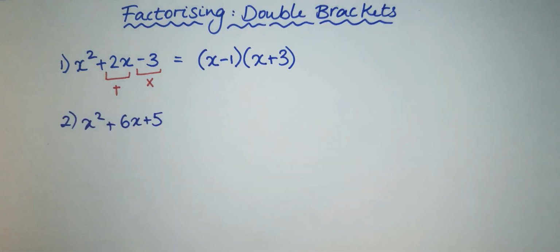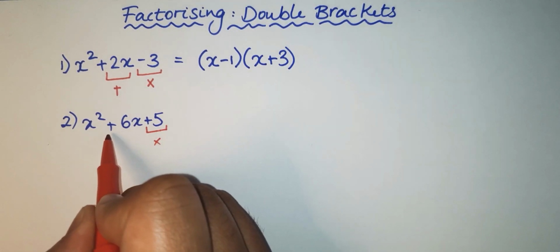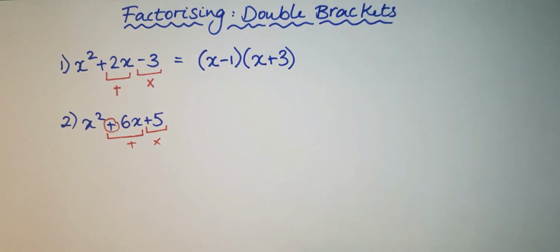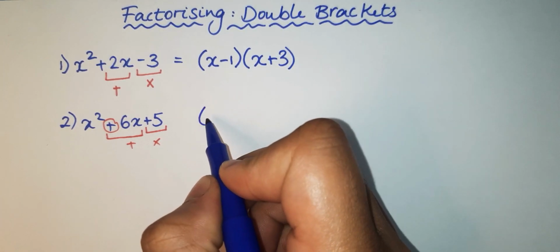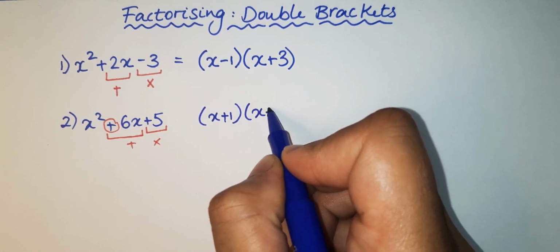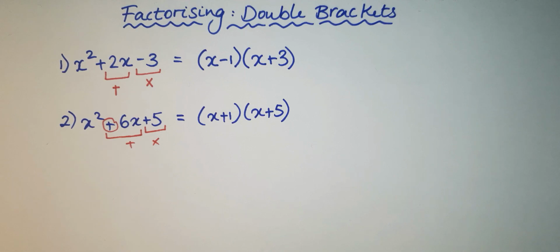Let's do another one. Again, the idea is the same. We're trying to find two numbers that multiply to give us 5 and two numbers that add together to give us positive 6. And those two numbers are just 1 and 5. So as we did before, all we have to do is write it in that same format, where we have x plus 1 and x plus 5. So that's it. That is our expression x squared plus 6x plus 5 factorized.